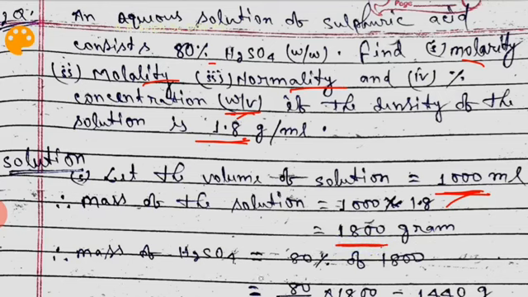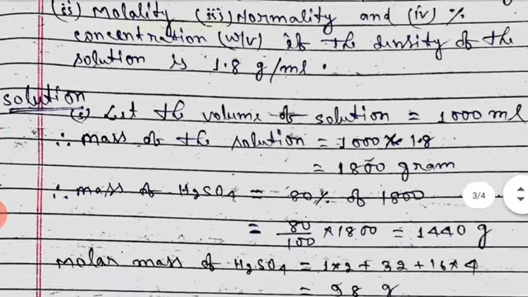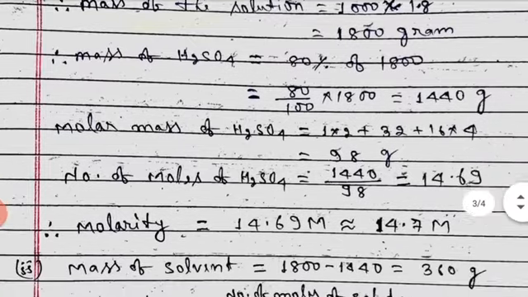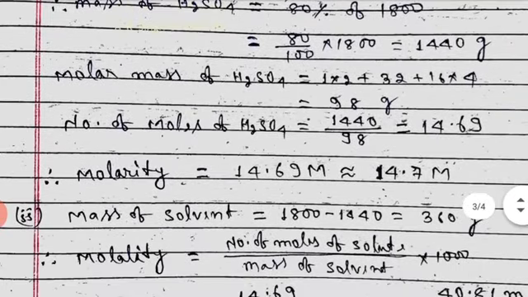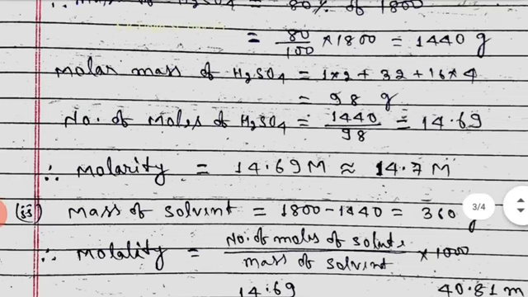Therefore, mass of sulfuric acid will be what? 80% of 1800, that is equal to 80 by 100 into 1800, which is equal to 1440 gram.